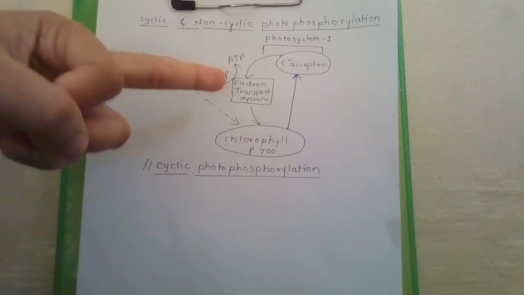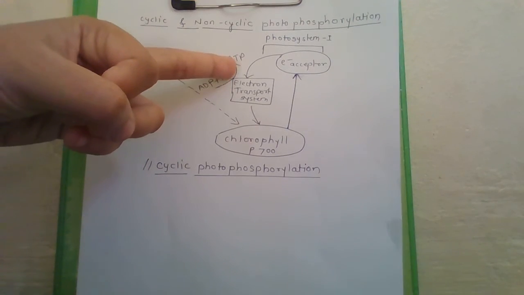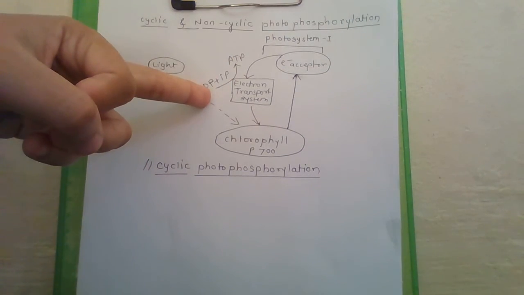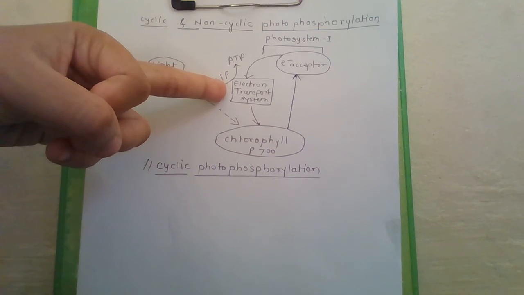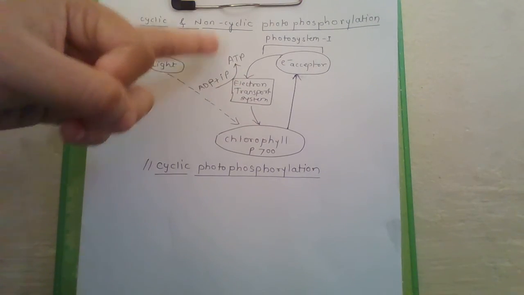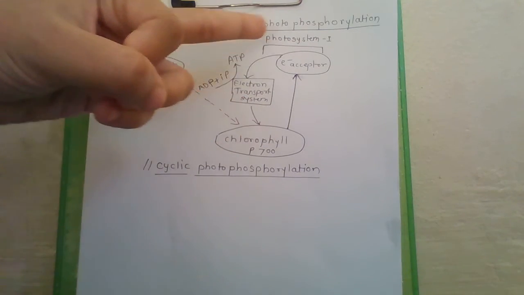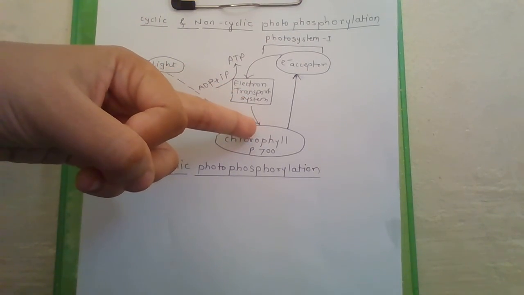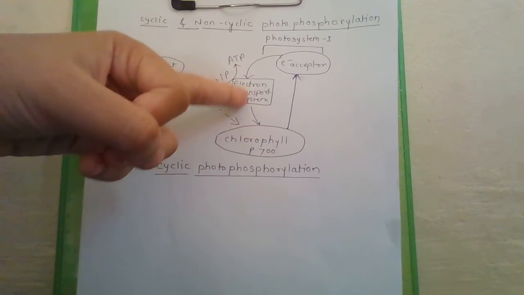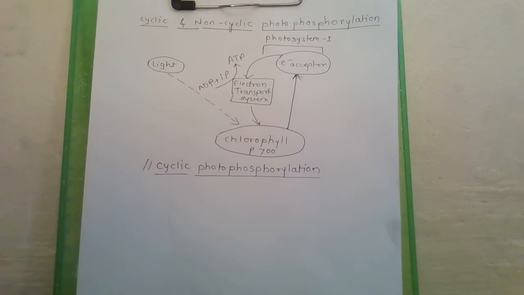And what do you mean by photophosphorylation? ADP plus inorganic phosphate gives rise to ATP, adenosine triphosphate. So this phosphorylation reaction is carried out in a cyclic manner, in one cyclic reaction. That's why it is called cyclic photophosphorylation.